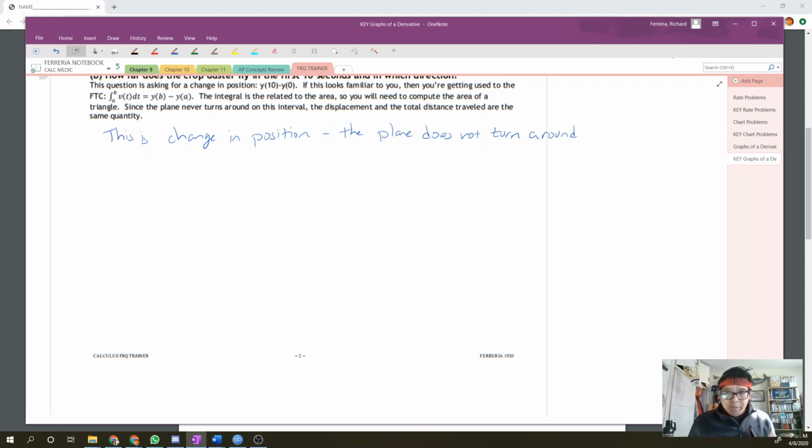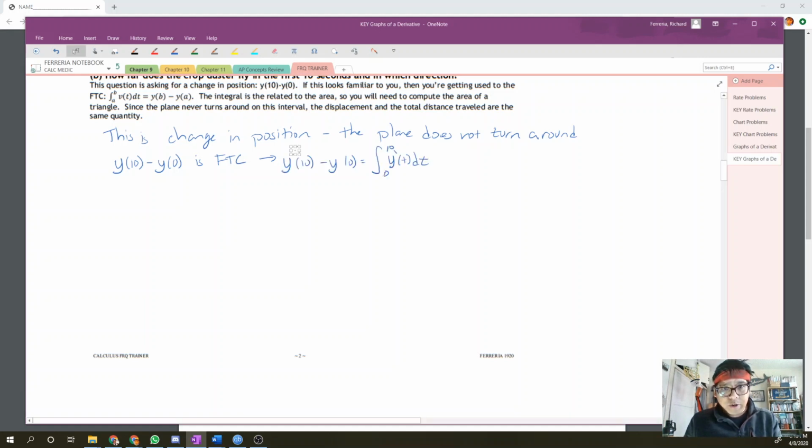So how do I get a change in position? A change in position is just y of 10 minus y of 0. That's the change in position from t equals 0 to t equals 10. And that is the second half of the fundamental theorem of calculus, isn't it? So let's complete that with the other half of the fundamental theorem of calculus. That's equal to the integral from 0 to 10 of y prime. And what was y prime?